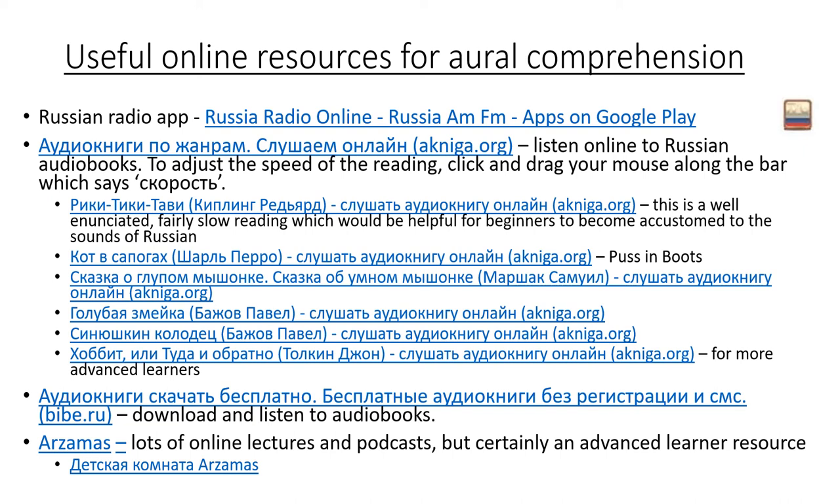This is, I guess, for more advanced students of Russian, because the whole website is in Russian, so it can be hard to navigate. But I have posted here with the smaller bullet points links directly to children's audiobooks. So hopefully those won't be too complex. And you can adjust the speed on the audiobook by sliding the mouse along this button. It says skorost, that's S-K-O-R-O-S-T and then a soft sound, skorost.